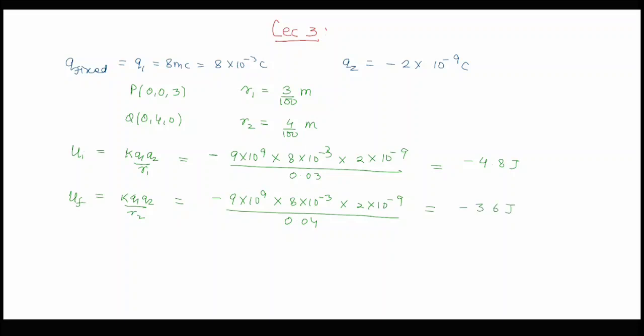If we calculate the value of work done, therefore work done is equal to U final minus U initial. So it is equal to minus 3.6 plus 4.8, which is equal to 1.2 joule. So 1.2 joule of work is done in this particular problem. Let us deal with another problem.